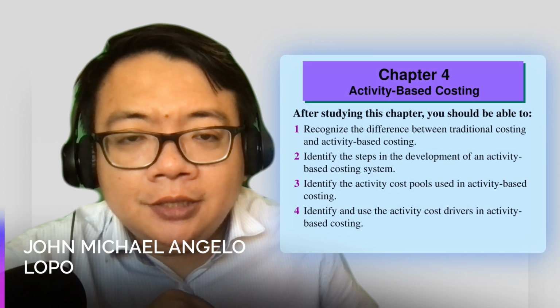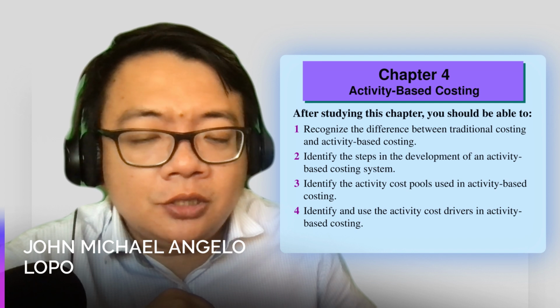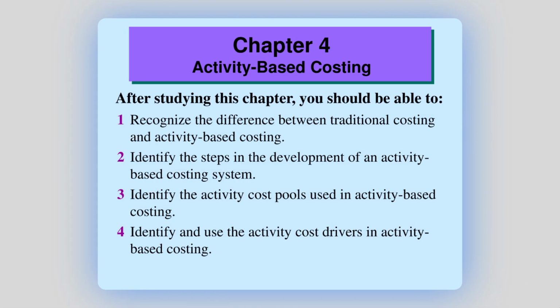Alright. Chapter 4, in terms of the activity-based costing, number one is that you will recognize the difference between traditional costing and activity-based costing. And number two, very important here is to identify the steps in the development of activity-based costing. And number three is all about identifying the activity cost pool used in the activity-based costing.